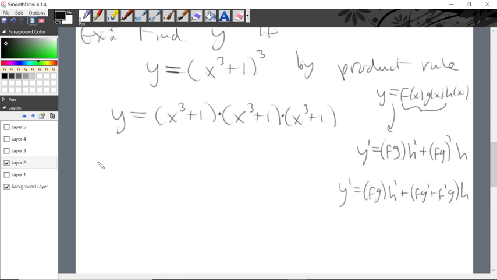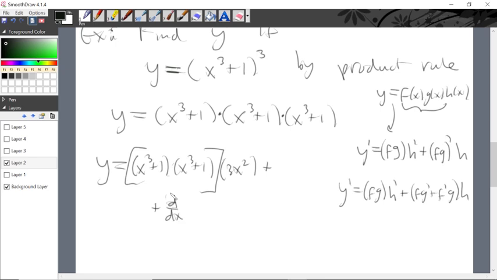All right, so let's see. So I have y is equal to, let's say we leave x cubed plus 1 times x cubed plus 1 alone, or we could call that (x cubed plus 1) squared, and then multiply that by the derivative of x cubed plus 1, which is 3x squared. Then, after that, we're going to want to add the derivative of the product. I'll put that down here. So we're going to want to add the derivative of the product x cubed plus 1, x cubed plus 1.